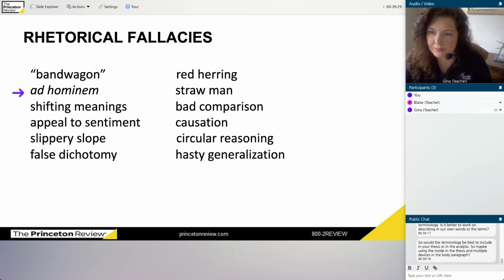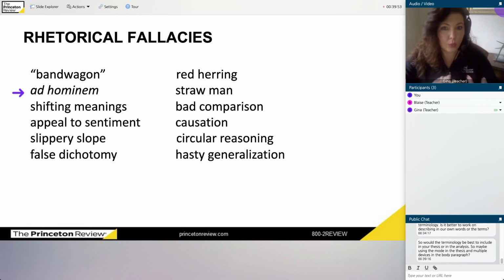And let's see, somebody asked a question: would the terminology be best to include in your thesis or in the analysis? In your analysis, yeah, we're going to talk a little bit about the structure of your essay. All the things that I'm talking about right now are things that should show up in your body paragraphs. Okay, not necessarily in your thesis, because your thesis is going to be a very general statement that simply talks about what the author's purpose was and how the author generally argued the argument. But these are really specific things that should show up in your body paragraphs.